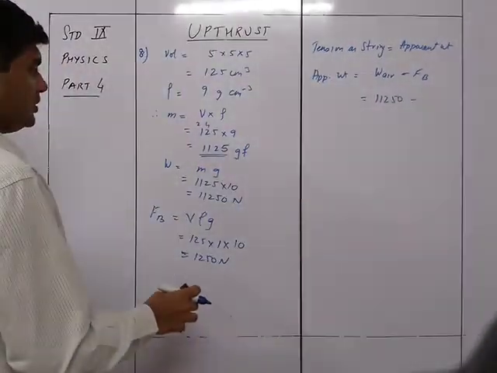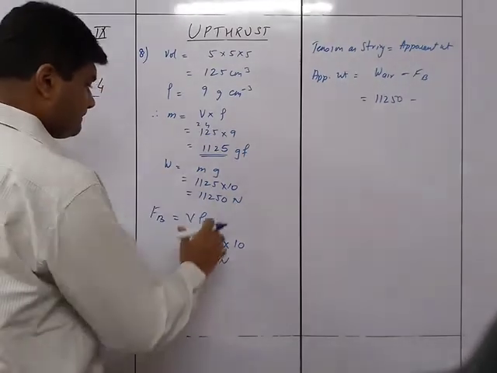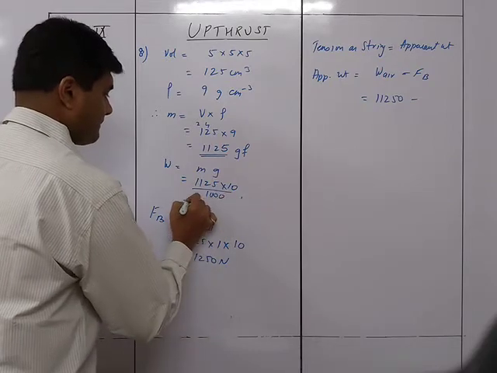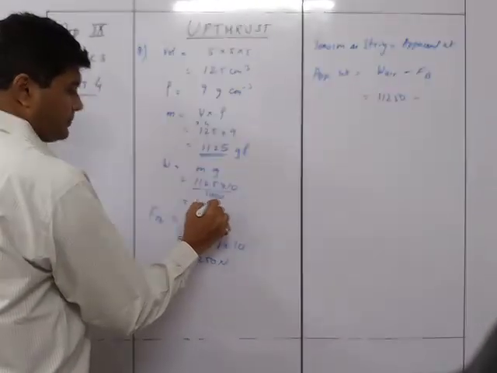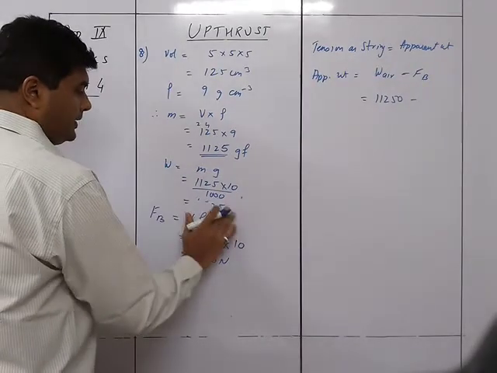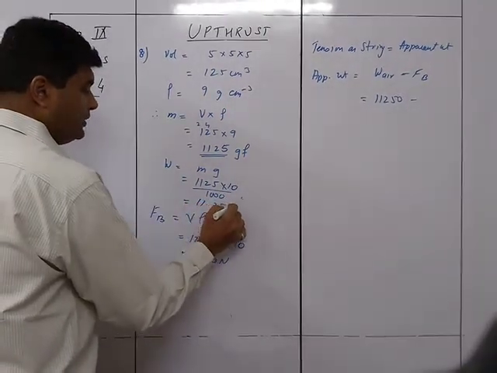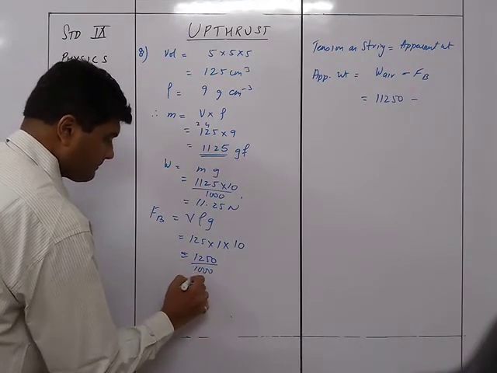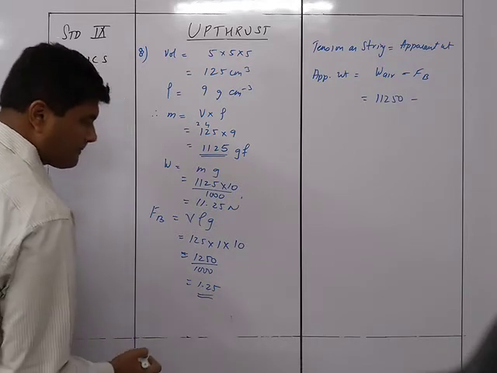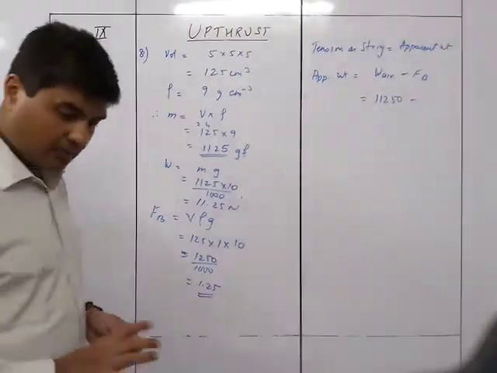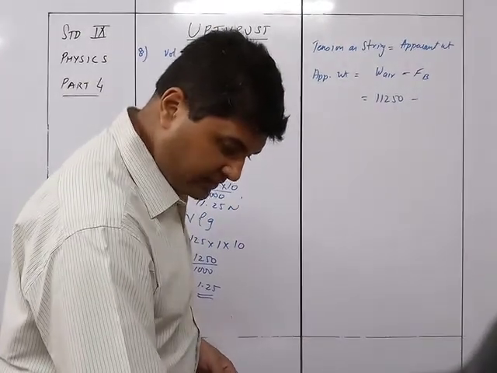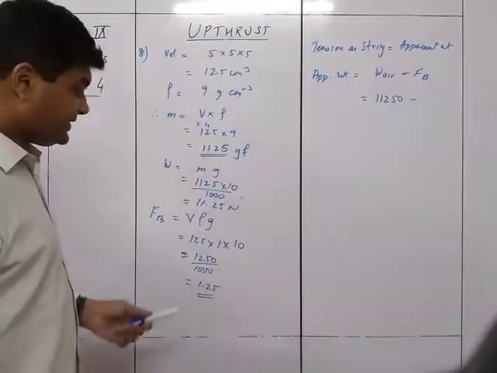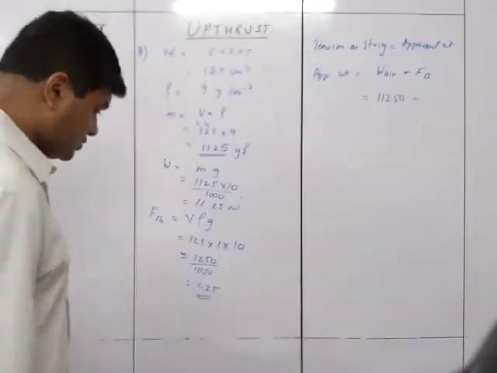This is not Newton because we have to divide by 1000. So 11.25 Newton, and this will be... there's something wrong. One sec. Density 9. Oh, density of the liquid is given as 1.2. I took it as 1, so that's the problem.